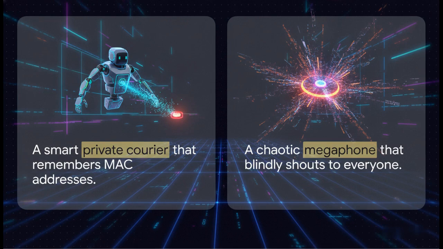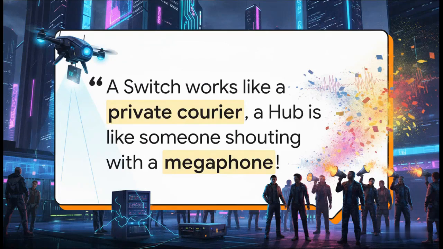But back in the day, we used a device called a hub. And a hub is just pure chaos. It doesn't look at addresses at all. If it receives a piece of data, it blindly shouts it out to every single device plugged into it, whether they asked for it or not. To put it perfectly, while a switch works like a private courier, a hub is literally like someone shouting with a megaphone in a public square. Imagine 20 people in a square, all shouting different messages through megaphones at the exact same time. Nobody can understand a thing. That deafening data collision is exactly why hubs brought networks to a crawling pace and why they are completely obsolete today, totally replaced by the sleek, highly efficient, targeted switch.